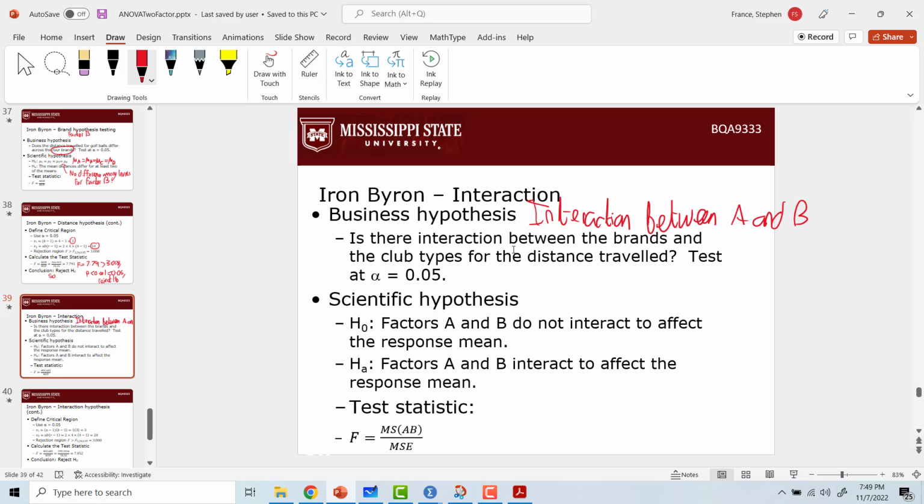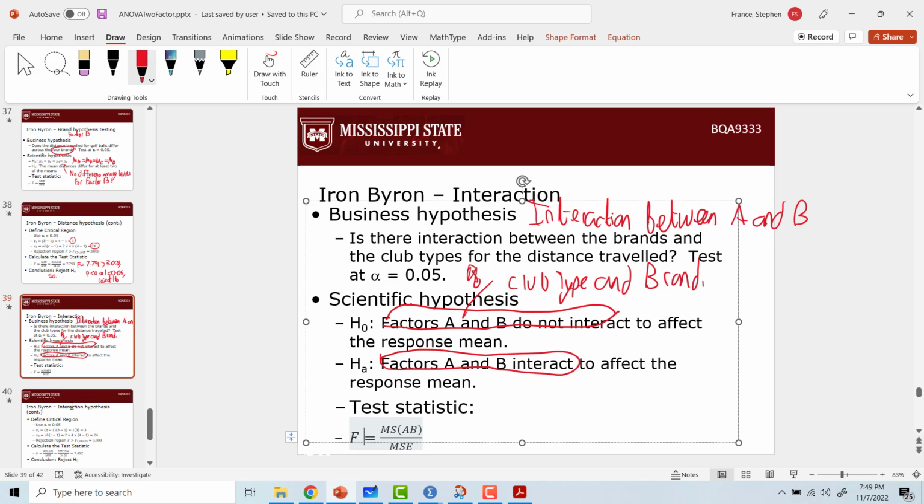And even PhD students start trying to write out means here, and it's simply: factors A and B do not interact is the null hypothesis. Factors A and B do interact is the alternative hypothesis. You could put the brands, or club type and brand instead here. But whatever you do, don't start writing out means in an interaction, because I will knock points off on an exam for that. The test statistic is the mean squared AB.